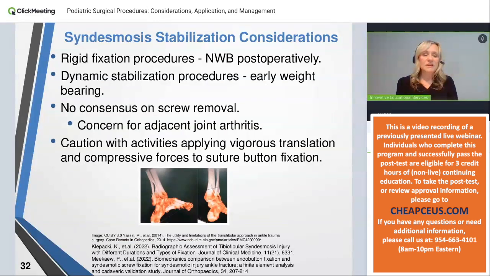When we're rehabbing these patients, there are several considerations that we're going to have. Let's talk first about our patients who have the rigid fixation. If you have a patient that did have that screw in place, they're going to be non-weight bearing post-operatively. Some surgeons automatically go in 4+ months out and take that hardware out. Others wait to see if there's failure or loosening of it from the different forces.